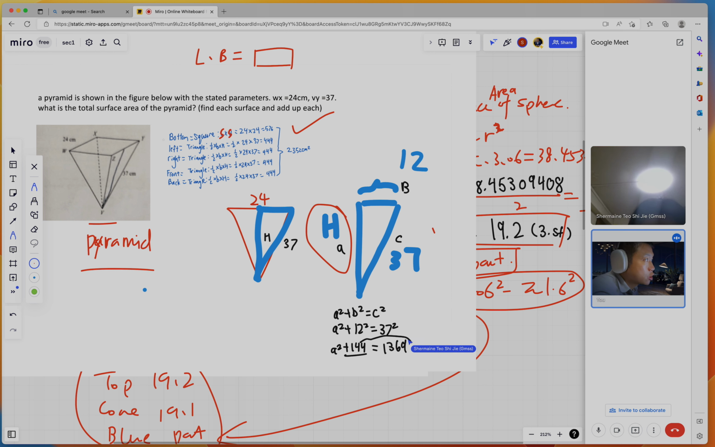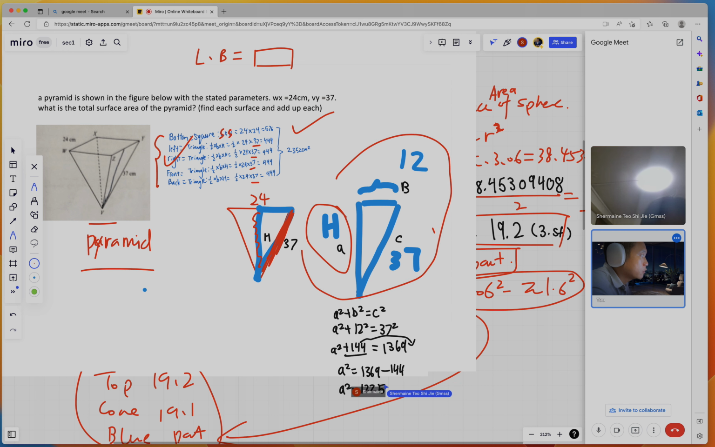Your strategy is correct, but the height is wrong because you take 37 as the height, which is not the height. 37 is this side. The height is actually this one, which you need to use the Pythagoras theorem to find, which is your A in this case. I think it's 35. Okay, good, so the height is 35. So you replace your 37 with 35, 35, 35, and 35, and then you will get all the new answers.